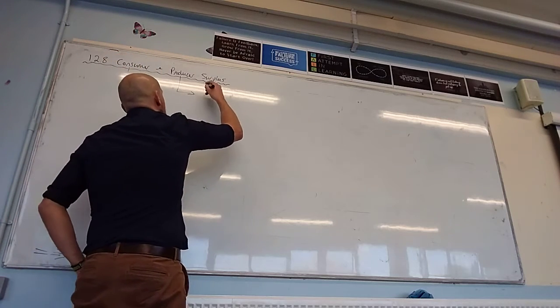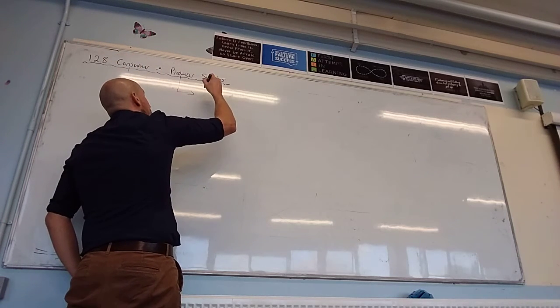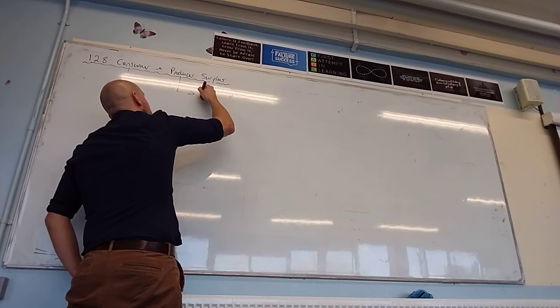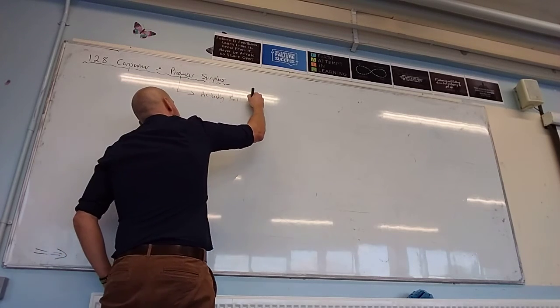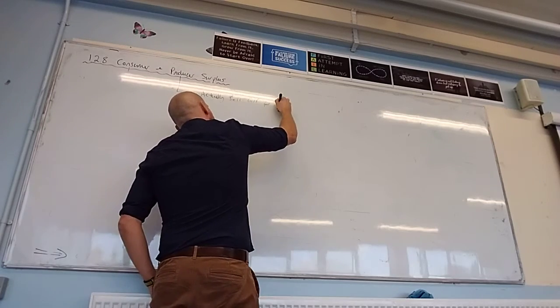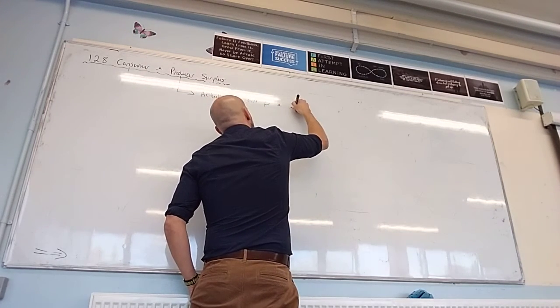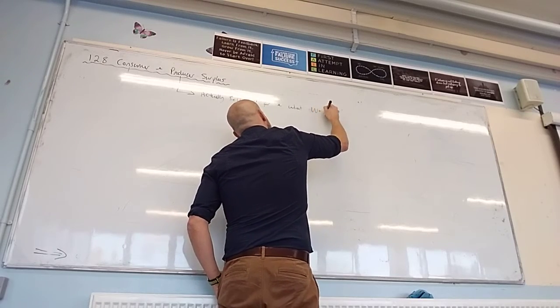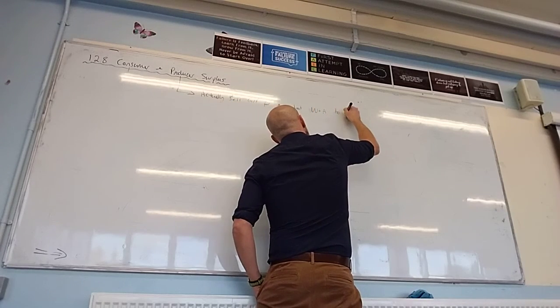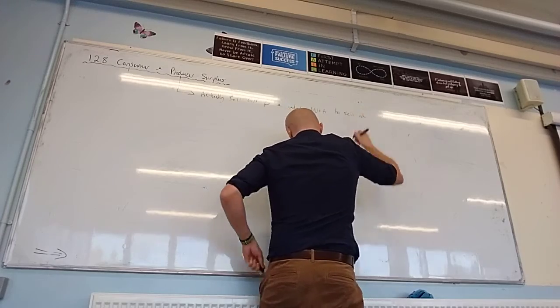So the producer surplus is the difference between what they actually sell the goods or service for and what they are willing and able to sell at.